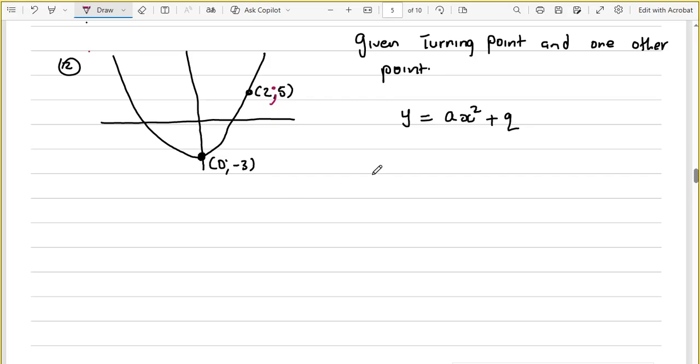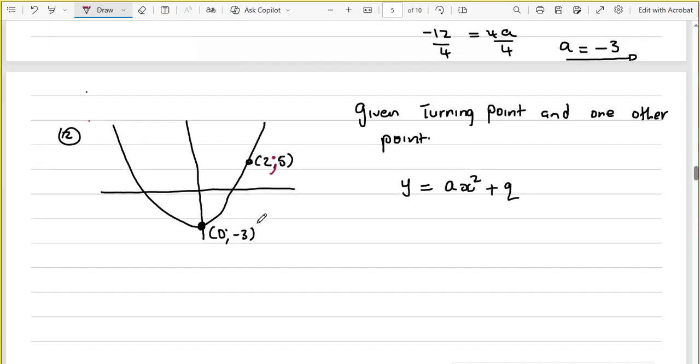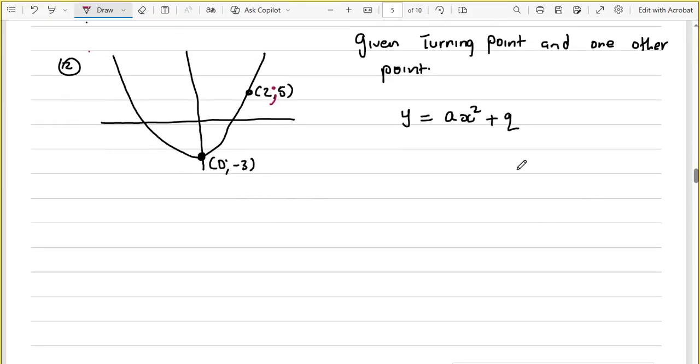Listen, let's go back to the previous question. The previous question, we said that the first thing, we take the y coordinate of the turning point, we substitute it in Q. The y coordinate was 4, we put 4. You understand? Yes, I now see, sir. Okay. Before we can substitute any other point, let's try this again. What should we substitute where there's Q?